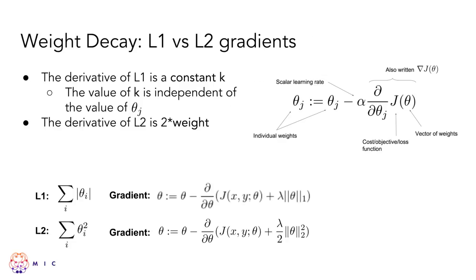Okay. So to fully understand how weight decay works and how L1 and L2 are different, I want to go back and talk about gradients. So just a refresher on gradient descent. When you update an individual weight, what you do is you take the value of the weight and you subtract from it the learning rate times the derivative of the cost function, right?